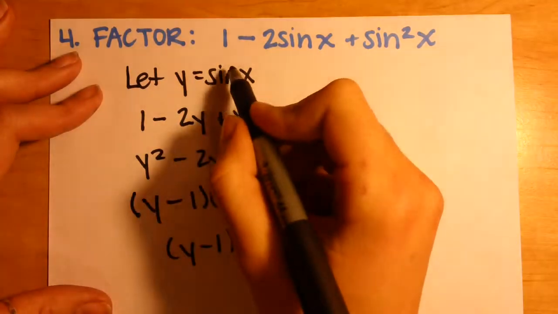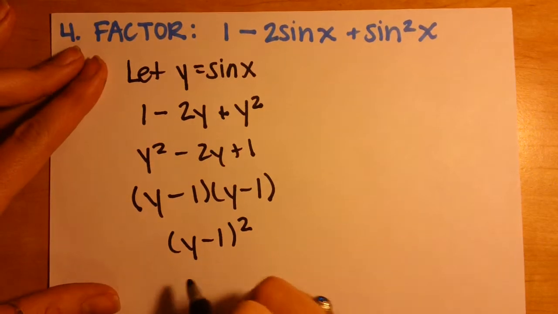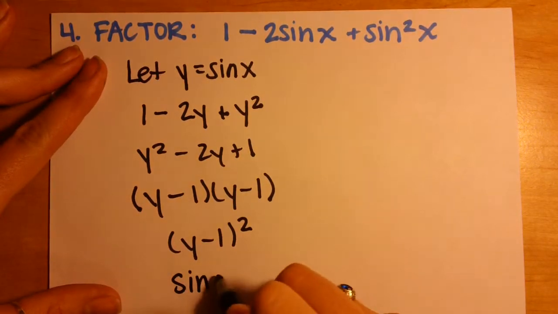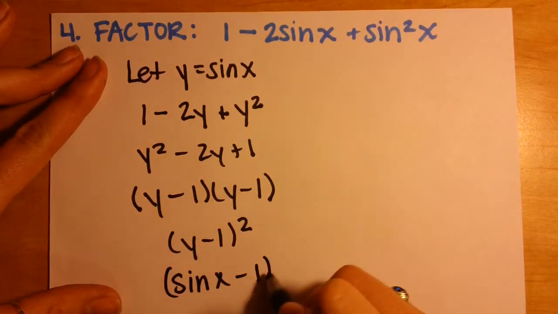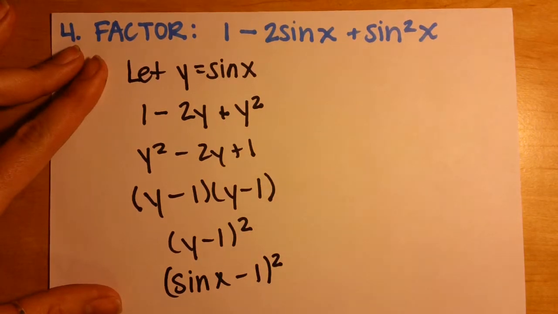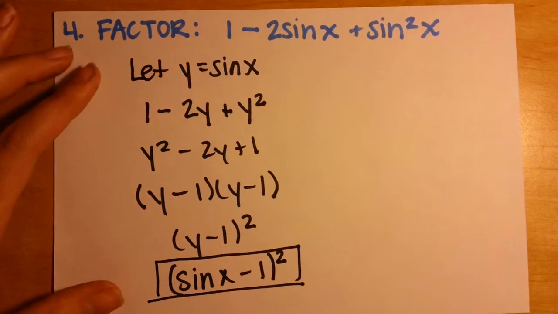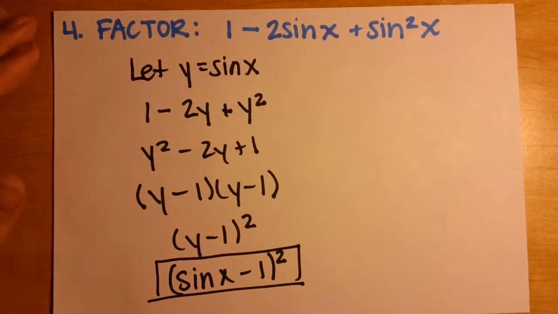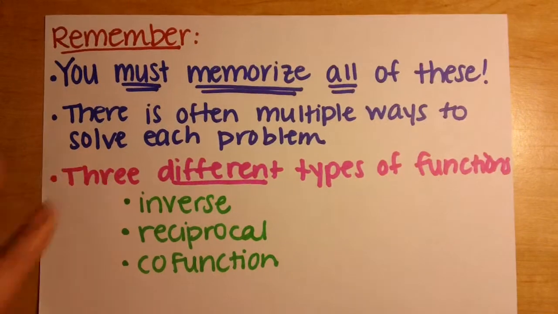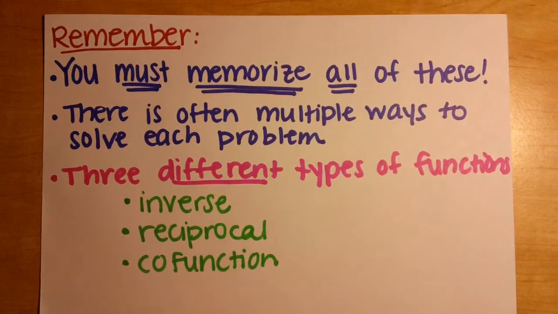And our y was our sine x, so we can substitute that back in. We'll have sine x minus 1 squared, and this is simplified. Okay, so this is how we factored there. And then there's just some important things to remember. You must memorize all of these.